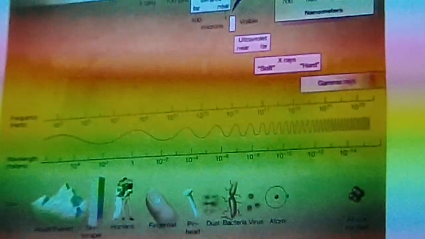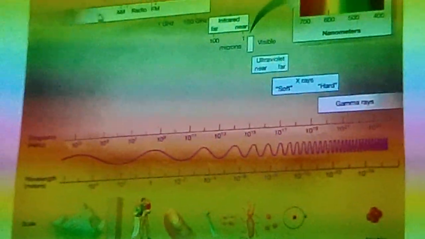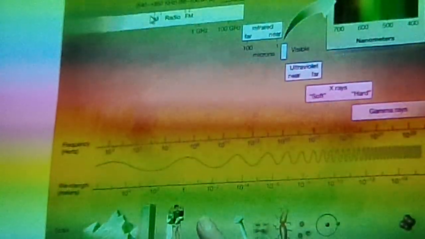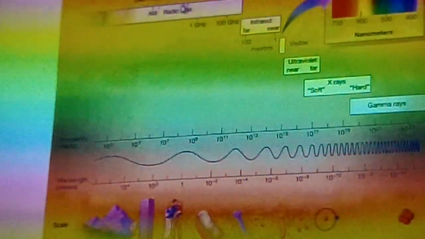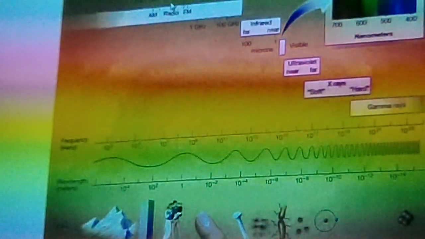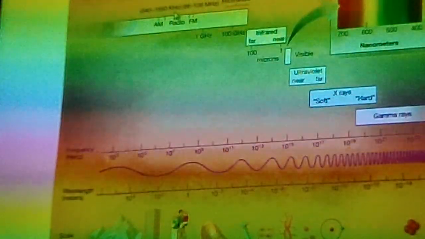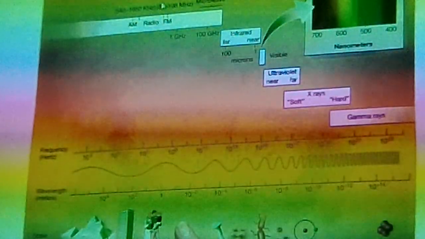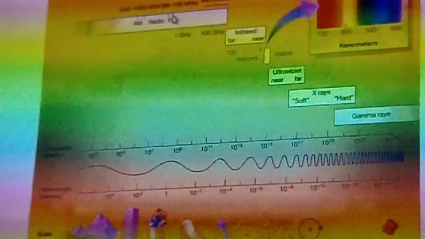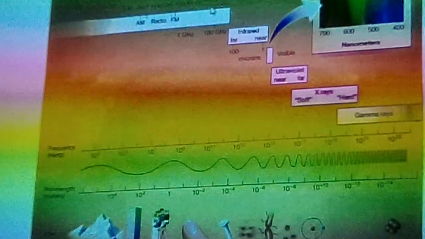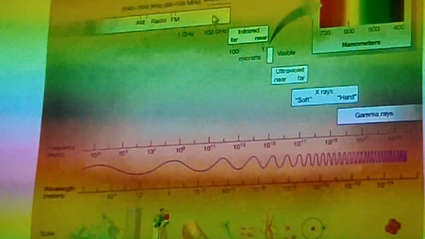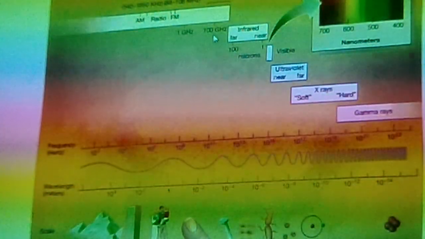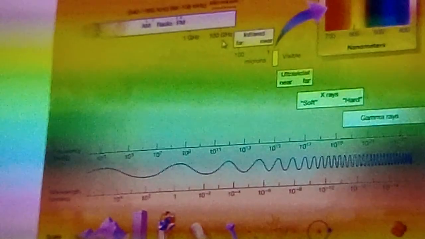Look how much radio waves take up. AM radio is at lower frequency than FM radio. AM radio is in kilohertz frequency. That's thousands of waves per second. Whereas FM is in megahertz. That's millions of waves per second. A microwave oven uses radiation at about 100 gigahertz. That's 100 billion waves per second.